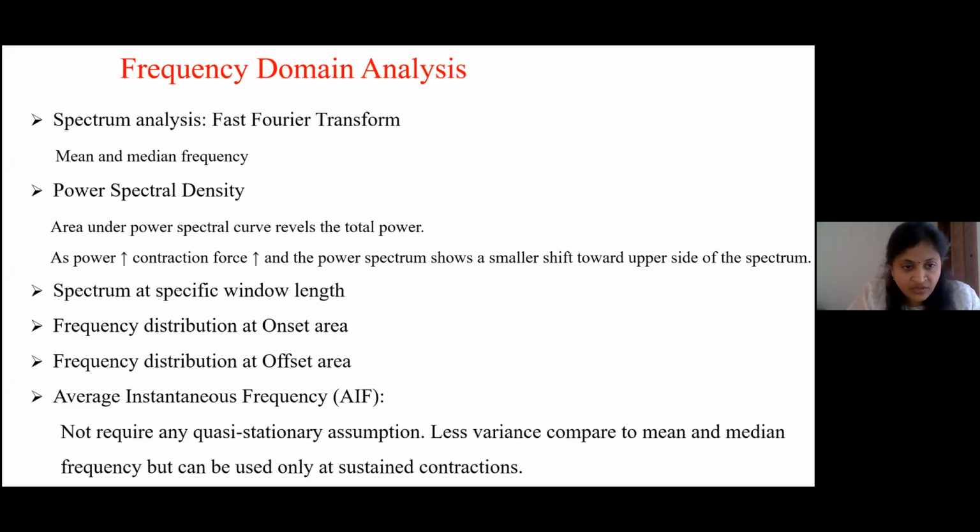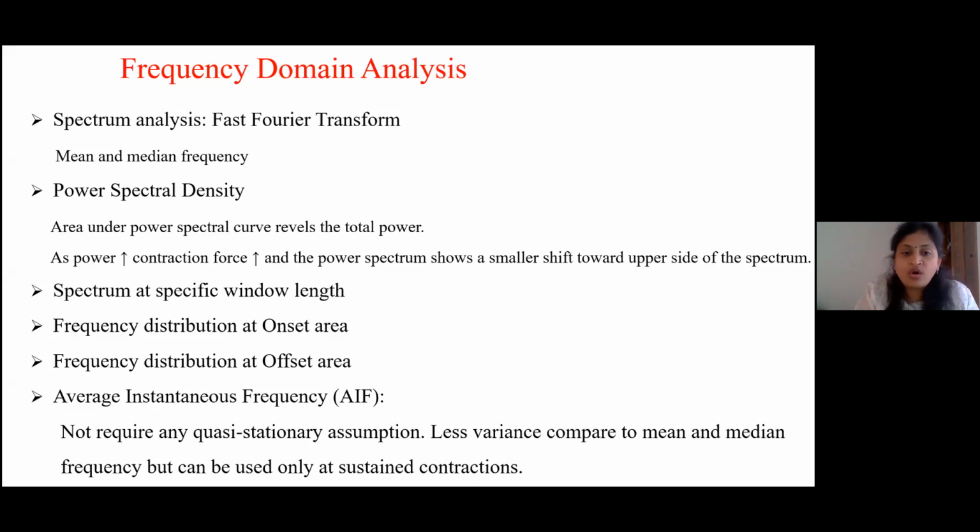In the time domain, we have calculated the onset as well as the offset. At onset, at a certain point, your amplitudes are increasing at a greater rate, and at the offset area, your EMG amplitudes are decreasing at a much faster rate. The frequency distribution in the active region, at the onset area, at the offset area, and in between is very different. You can see the frequency distribution.